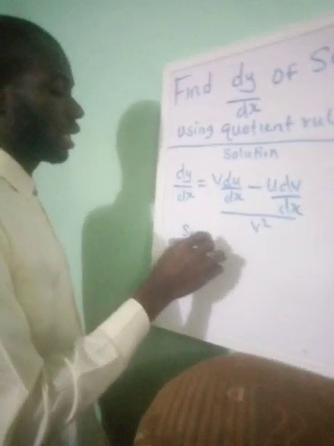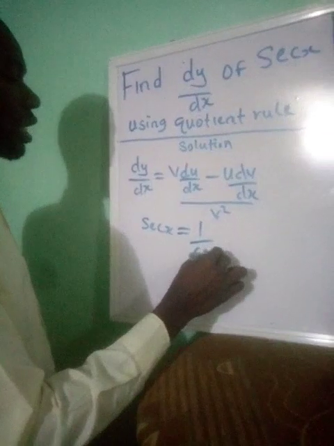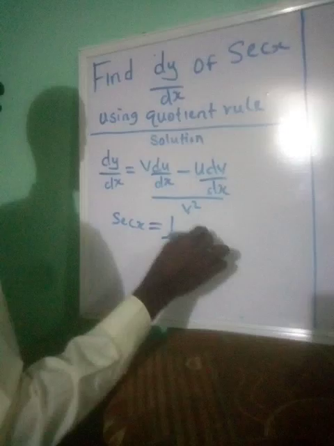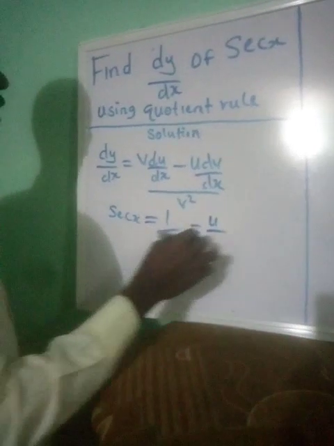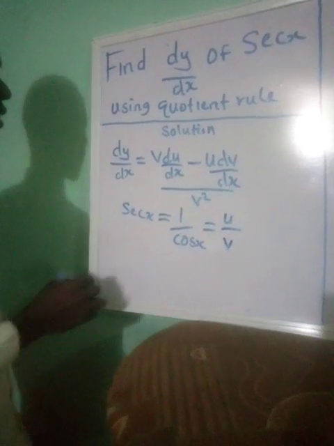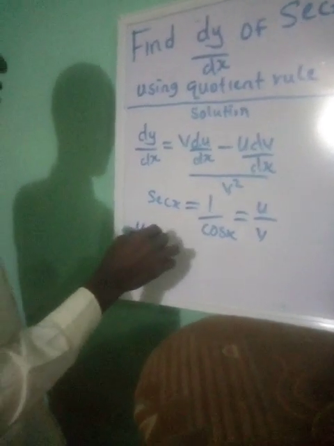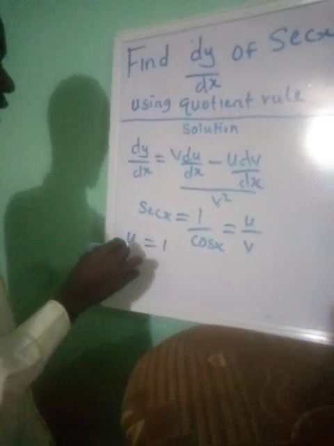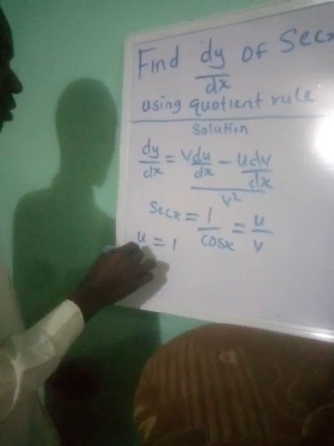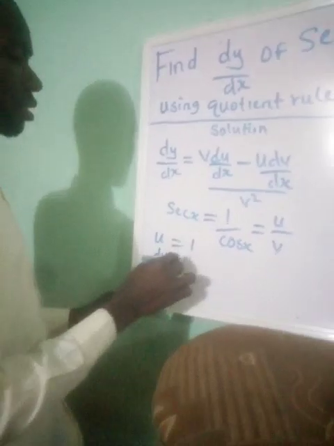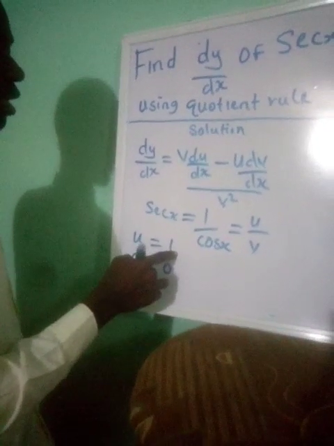Which is what? Sec x is equivalent to 1 over cos x. At this point, it means that our 1 will represent u and our cos x will represent v. That means we need to find the derivative of 1. And what is the derivative of 1? That is du. The derivative of a constant value is equal to 0. That means du is equal to 0, because 1 is a constant value.